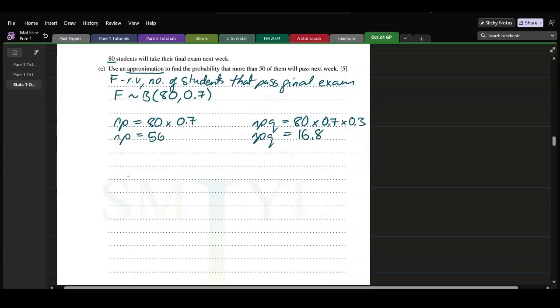So if we're now moving this to a normal distribution, f follows a normal distribution with mean NP and variance NPQ. So f follows a normal distribution with mean 56 and variance 16.8. And we are supposed to find the probability that more than 50, so greater than 50, will pass next week.